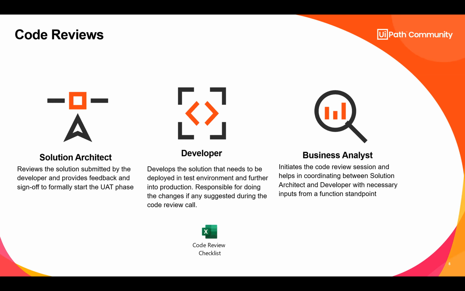And at the end comes the business analyst. He is the person who will initiate the code review session. He will coordinate between the solution architect and the developer with necessary inputs from a functional standpoint. Whatever is required to understand that solution functionally, the BA will intervene in the meeting, answering the solution architect or explaining what roles you want, what the particular procedure is from a functional standpoint, and what kind of solution the developer has developed with respect to it. That is how they do it.